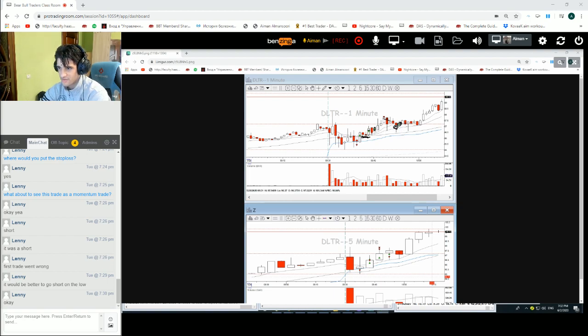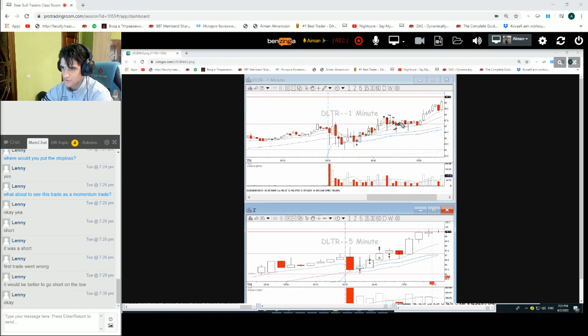Now here I wouldn't have taken it to the long side. Why is that? Two reverse hammers against me, and then a hammer in my direction, right? Looking at the bigger picture, yes, it is more long. It finally broke the high of the day. It is with the direction of the moving averages. It is strong on the daily. So you have a lot of indicators telling you that this is long, but you need a little bit more confirmation. You don't take it to the long side when it's making lower lows and lower highs.